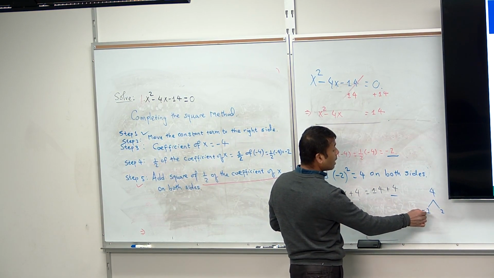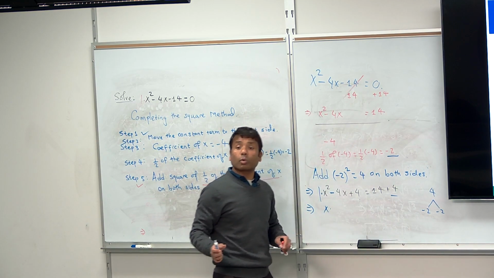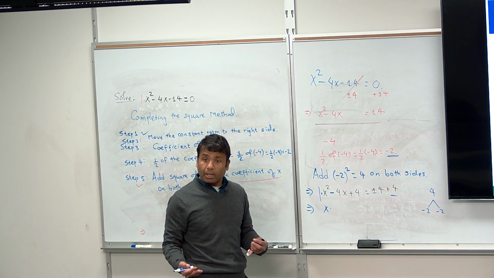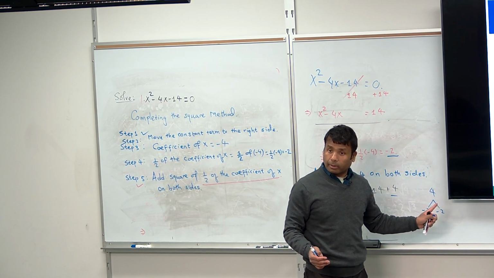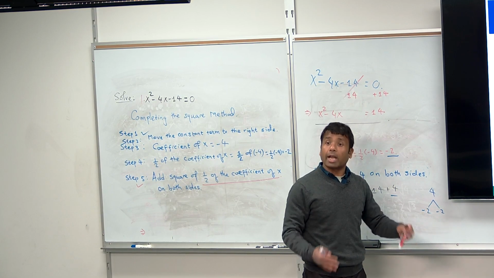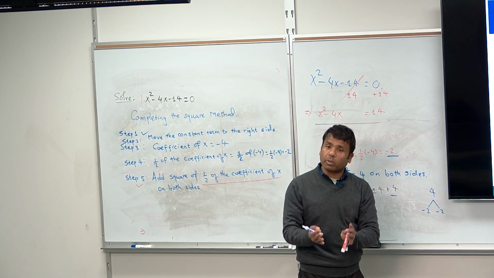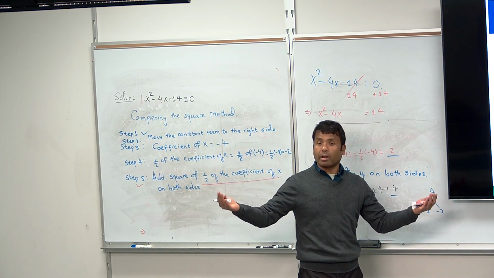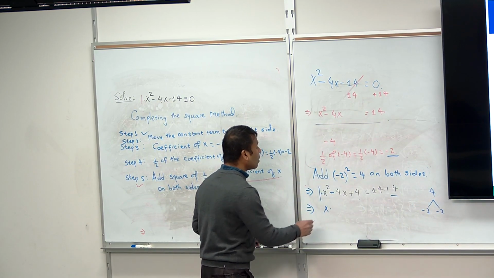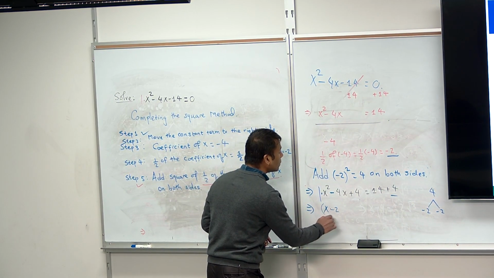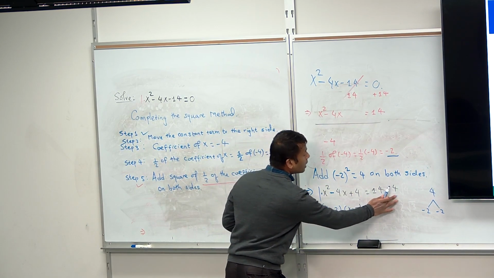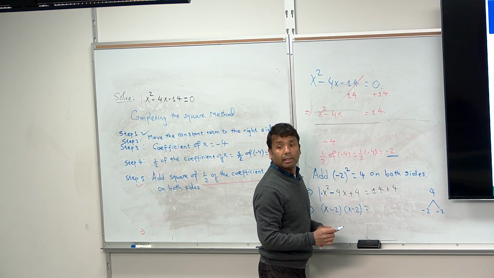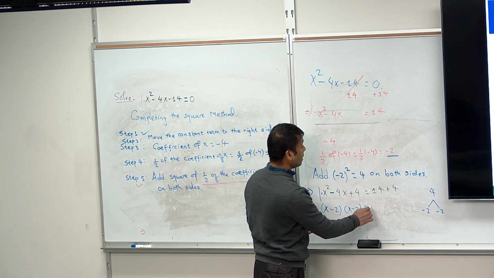So this is negative 2, negative 2. Is that right? Because when you multiply, it's going to be 4, and when you add them up, it will give you negative 4. Negative 2 times negative 2, positive 4. Negative 2 plus negative 2, that will be negative 4. So now you can simply write x minus 2 times x minus 2 equal to, what is 14 plus 4? 18.